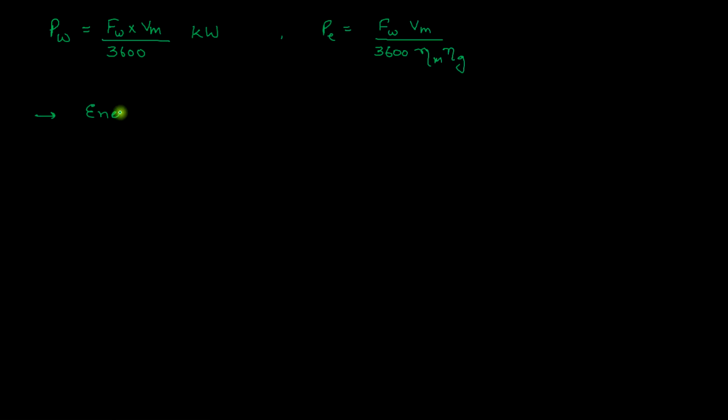Welcome all. In the last lecture, we derived an expression for the output power at the axle and the power consumed by the electric motor, where PW is the power at the axles and PE is the power consumed by the electric motor. Today, we will look to derive an expression for energy output, specific energy output, and specific energy consumption.